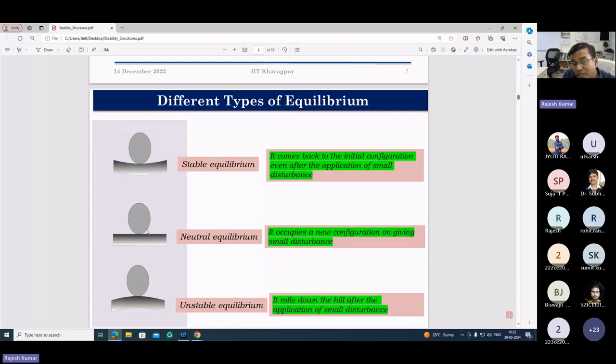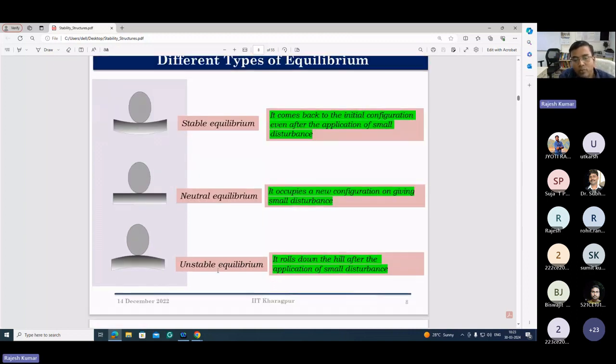Okay, neutral equilibrium means what will happen? You give a small perturbation, it occupies different positions. It shifts to different positions, but it doesn't come back to the original configuration. But even though, the next position is a stable position. So that's why this is known as neutral equilibrium. It occupies a new configuration on giving a small disturbance.